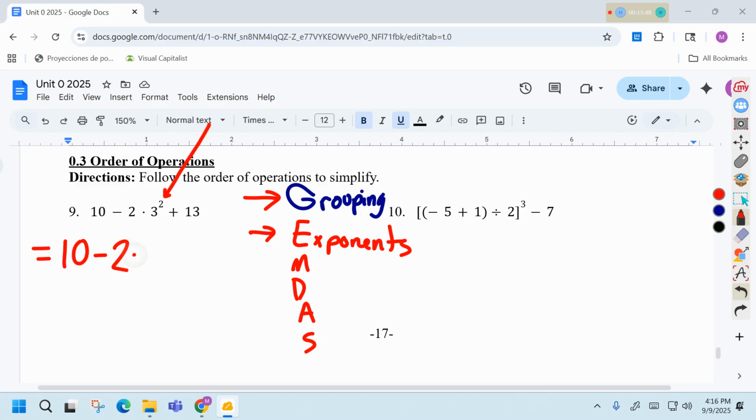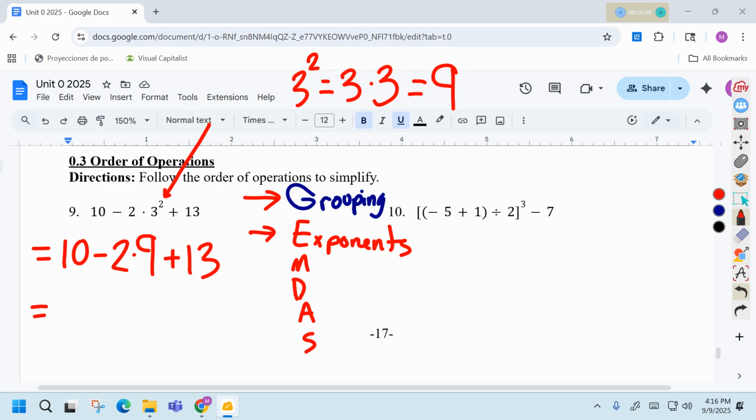So that little 2 means that I have to do 3 times 3, right? So don't forget the 3 squared. You might think that that means 6, but it doesn't mean 3 times 2, and it doesn't mean 3 plus 3. It means 3 times 3, okay? And so that gives us 9, of course. So we're going to write 9 right here, and then that's plus 13.